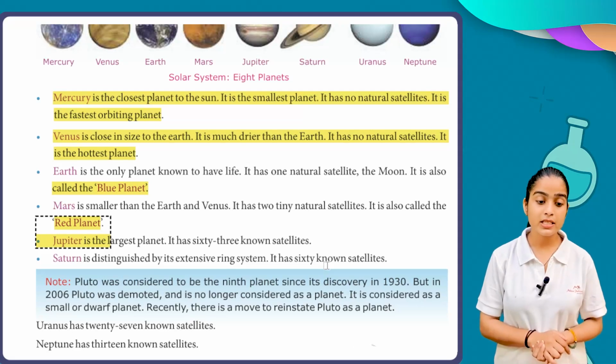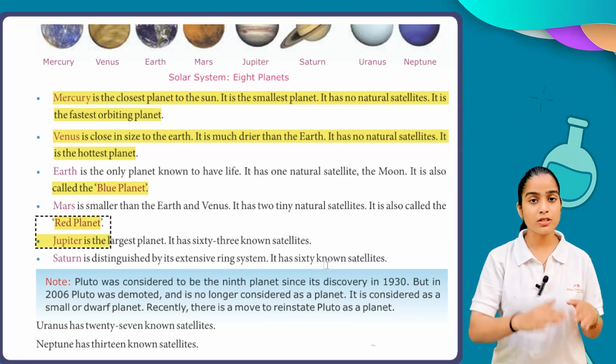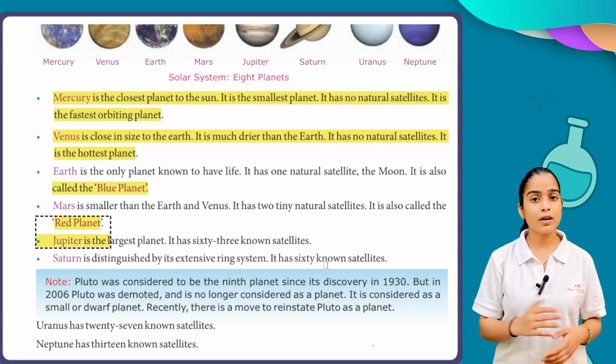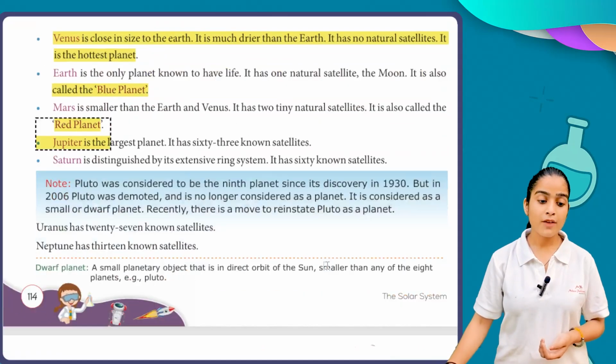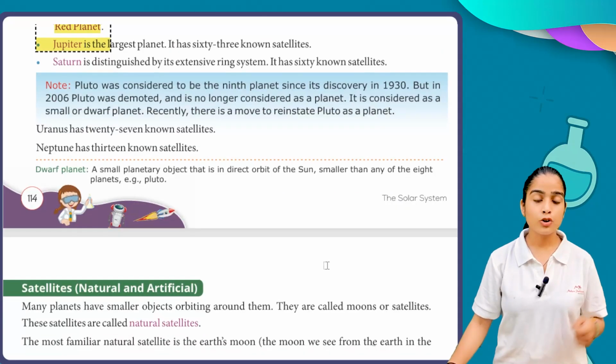Now Saturn is distinguished by its extensive ring system. It has 60 known satellites, and it has a ring-like structure. So it is different from the other 8 planets. Now we have Uranus, which has 27 known satellites, and Neptune, which has 30 known satellites.